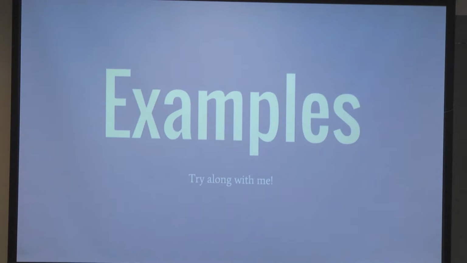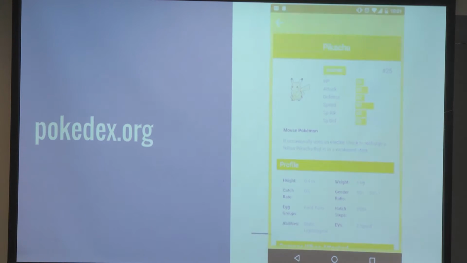Okay, examples. So let me show you a whole bunch of examples. And if you've got a phone, I know you didn't want to download the Subway app, but come on, you can go to these URLs. So try these URLs out as we're talking. So the first one is pokedex.org.